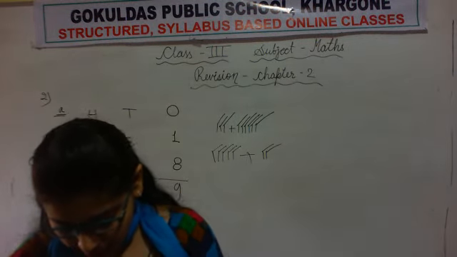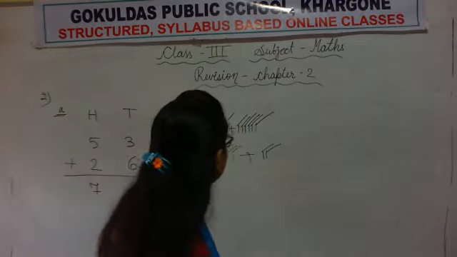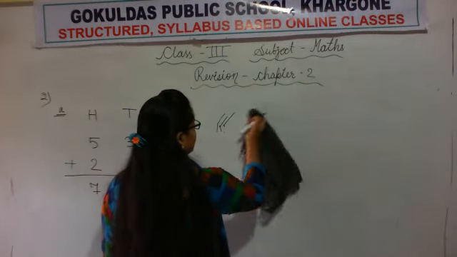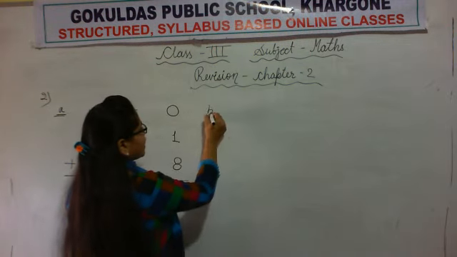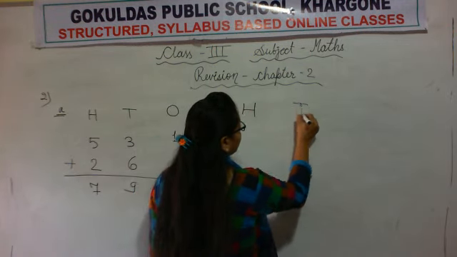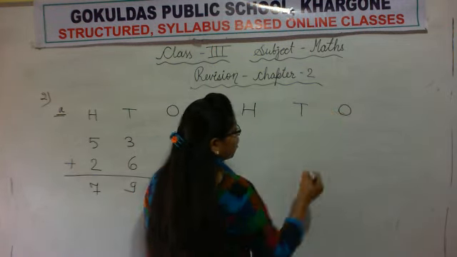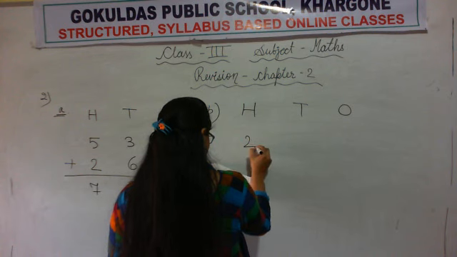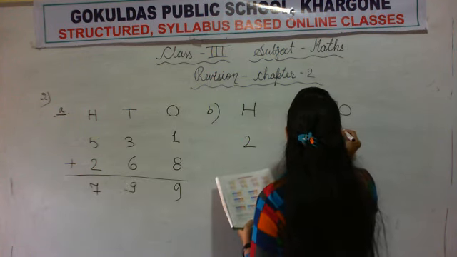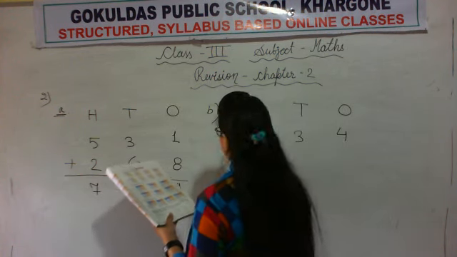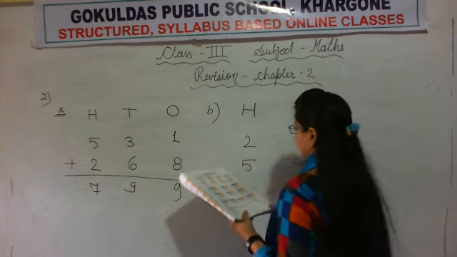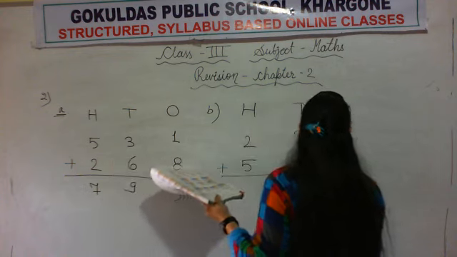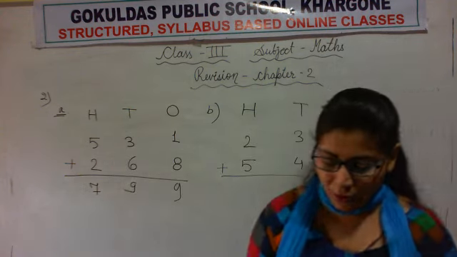Now the next one is part B. Again, first of all, we will write all the places, hundreds, tens and ones. Now first addend is 234, second addend is 543. Now plus sign and let's add them all.